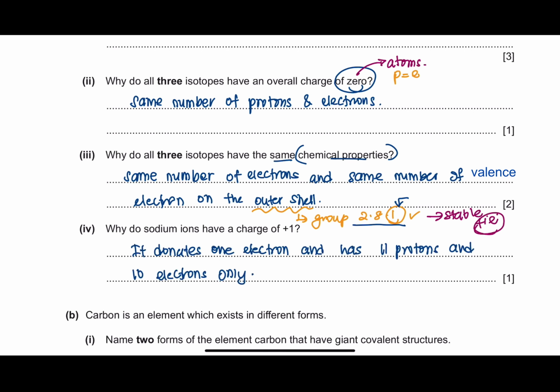After donating 1 electron, the electron number would become 10. However, the protons would still remain, and protons are positively charged. This means that it has 11 positive charges and 10 negative charges, making this positive 1.